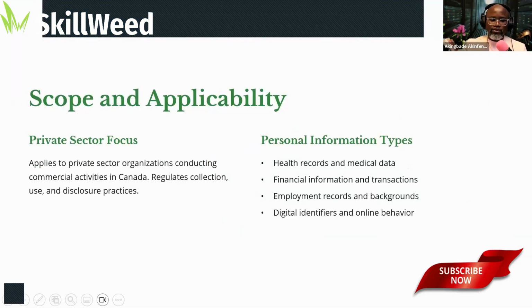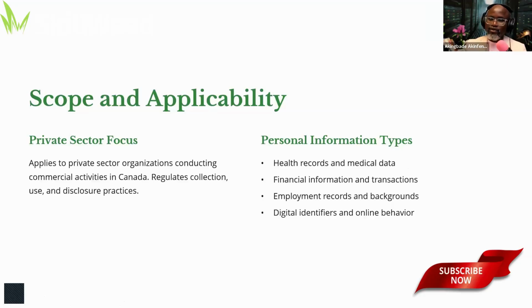What is the scope and focus? It applies to private sector organizations conducting any kind of commercial activity in Canada. It regulates, remember again, the collection, the use, and the disclosure practice. What are the kinds of information we're talking about? We're talking about your health record, your medical data, financial information and transactions, employment record and background information, digital identifiers and online behavior, including your cache. So a lot of people capture cookies, cache, any of those things are also considered personal information in general.